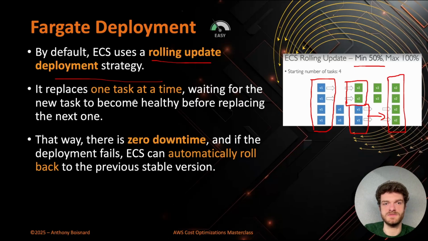So it replaces one task at a time, waiting for the new task to become healthy before replacing the next one. That way, there is zero downtime. And if the deployment fails, ECS can also automatically roll back to the previous stable version.